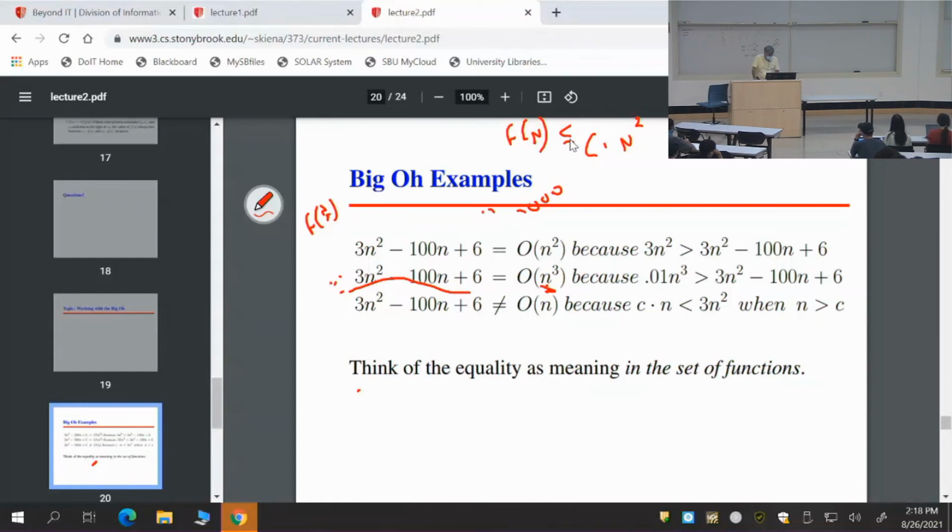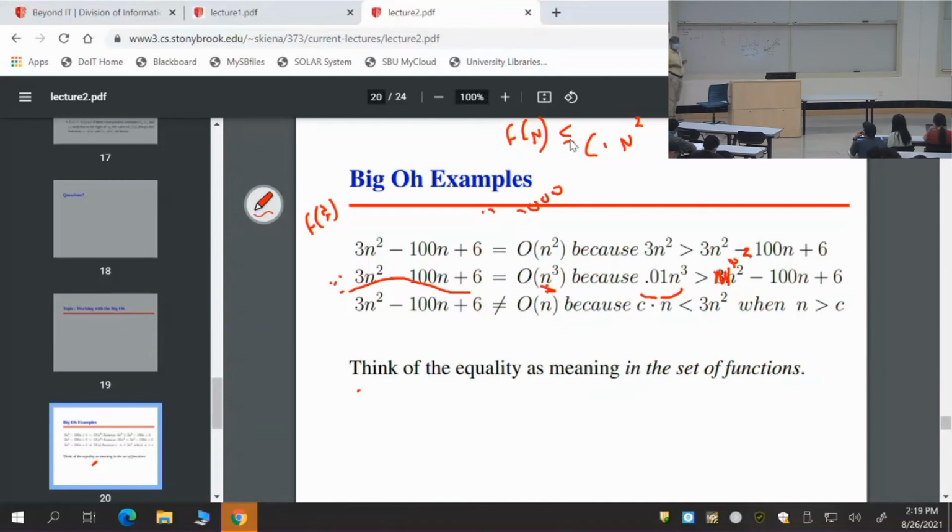But on the other hand, let's take a look at it. Suppose I have multiplied by 0.01. For what value of n does 0.01 times n cubed beat n? Let's get rid of the 3 just for simplification. Suppose I had 0.01 n cubed. How does that compare to n squared? For what value of n does 0.01 n cubed start to beat n squared?